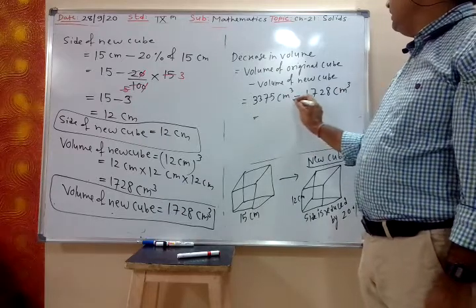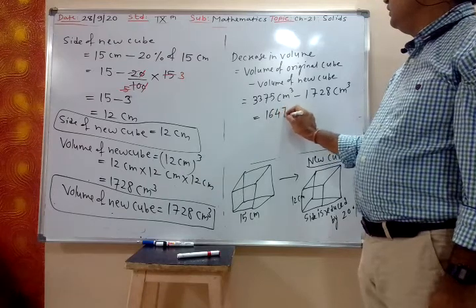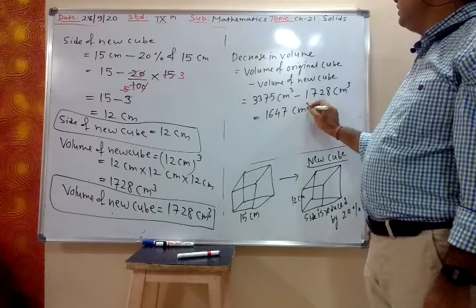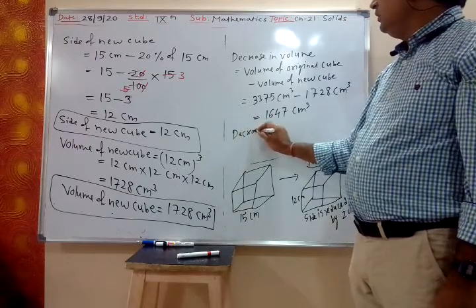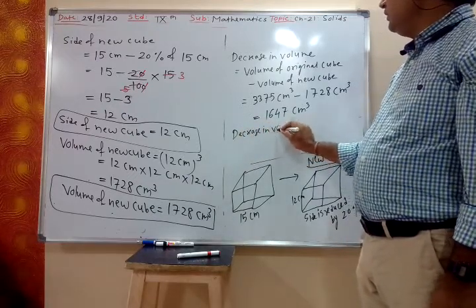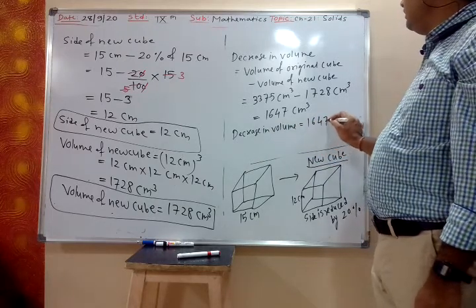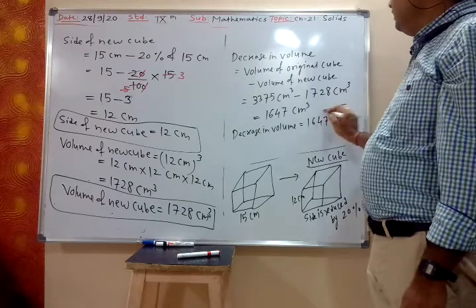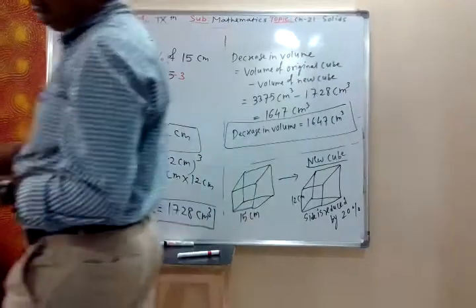Subtract this, 15 minus 8. 1647 cube. So the decrease in volume is 1647 centimeter cube. Clear?